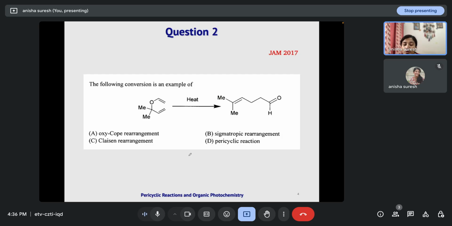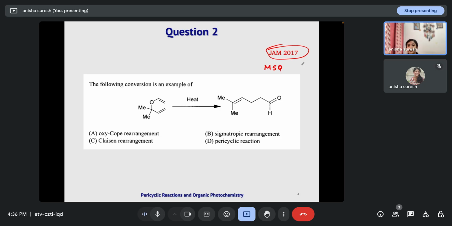This question number 2 was asked in JAM 2017. The following conversion is an example of. So this is the starting material, and under heating condition it is converted into this product. So this conversion is an example of, four options have been given. Is it an oxy-Cope rearrangement, sigmatropic rearrangement, Claisen rearrangement, or pericyclic reaction? For your understanding, this is an MSQ question, that is multiple select question, so more than one answer can be right in this question.